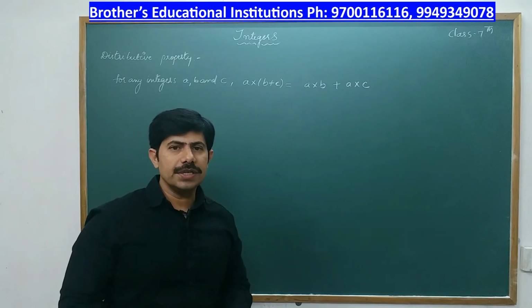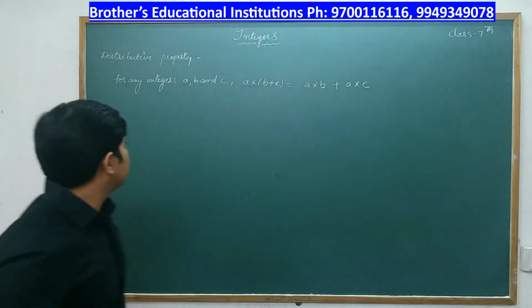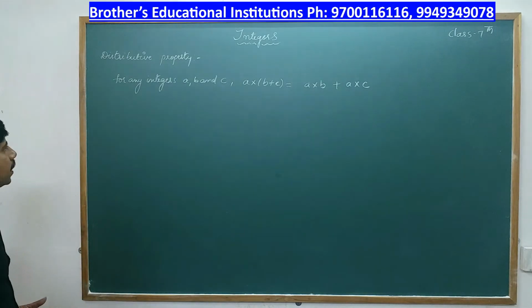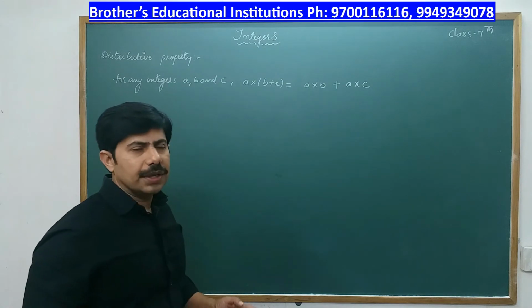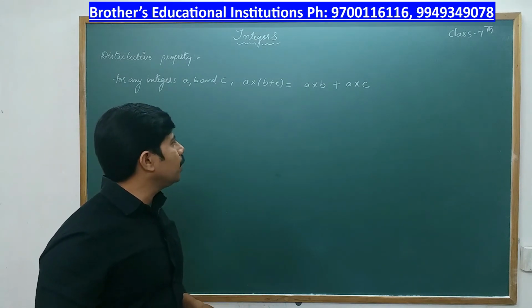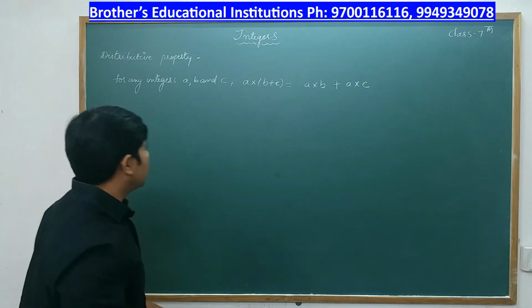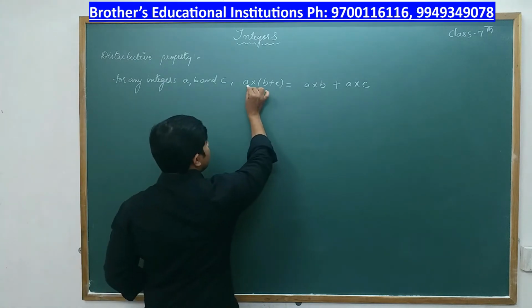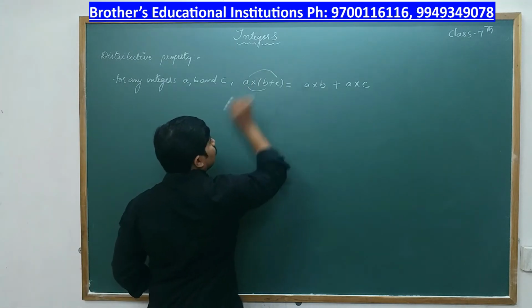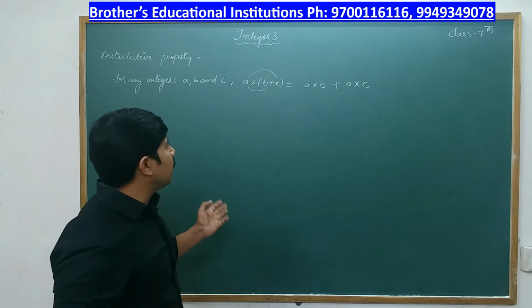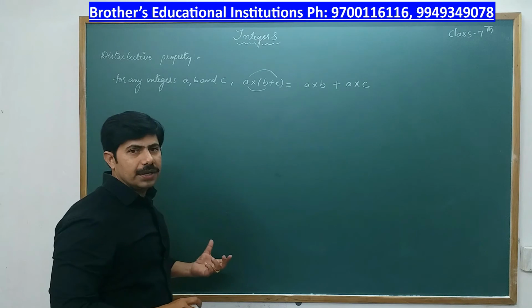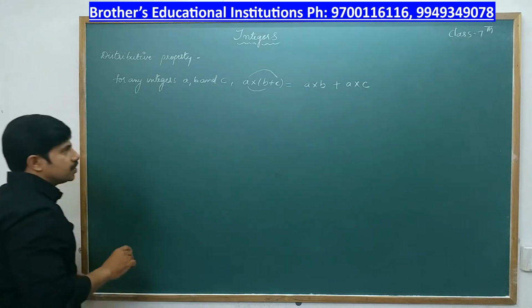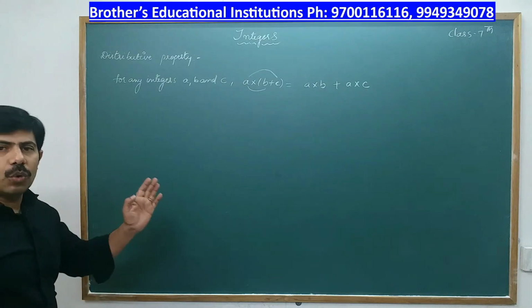So the next one is distributive property. For any integers a, b and c, a into (b plus c) is equal to a into b plus a into c. Here we are distributing a over both the terms b and c. So we multiply a into b plus a into c. This is the distributive property of multiplication over addition.